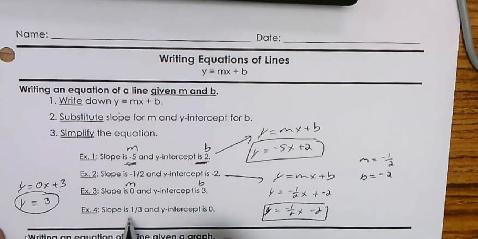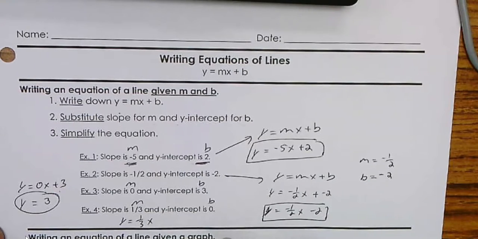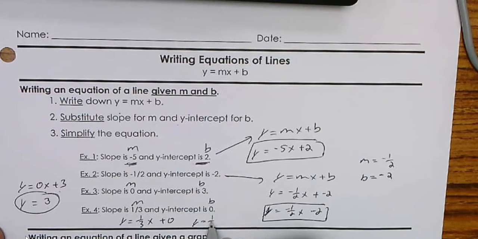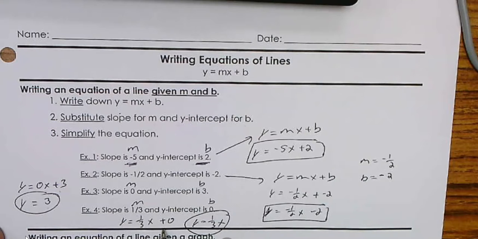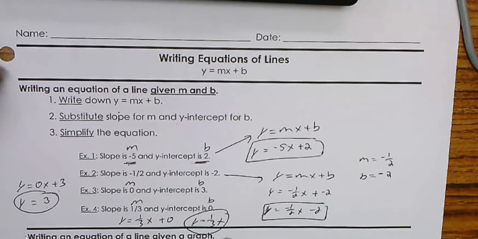In my last one, my slope is 1/3, and my y-intercept is 0. So I'll write y equals 1/3 x plus 0, or y equals 1/3 x. Either way is good, but you usually don't see plus 0 on the end unless that's the only thing over there. Since you have a 1/3 x over there, you don't need the plus 0. But you could write it if you want. You can always write plus 0 if you want. All right, look at a second type.